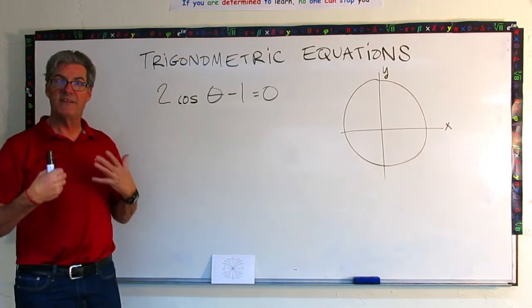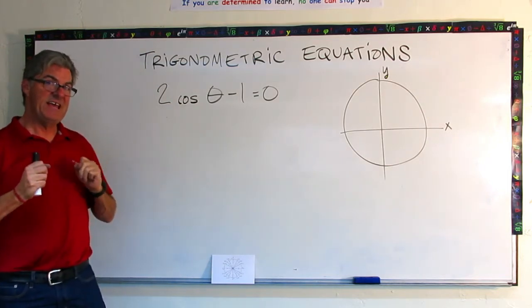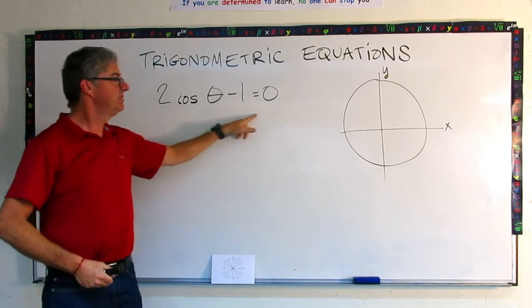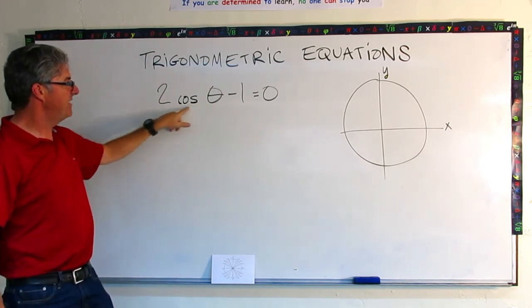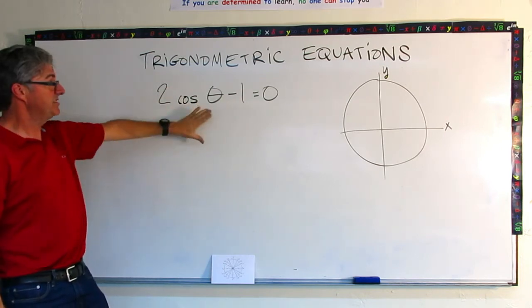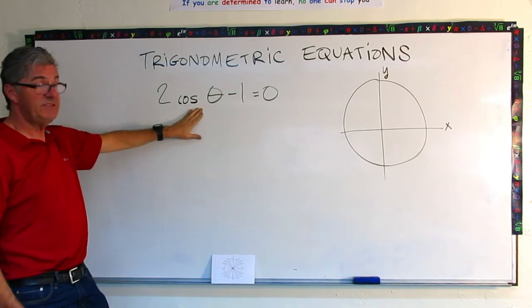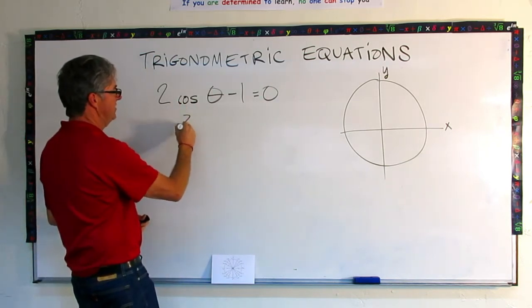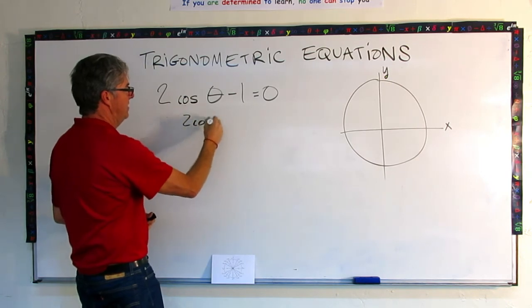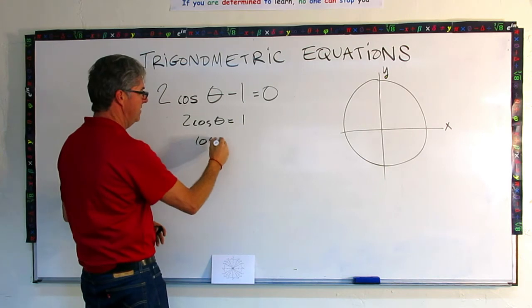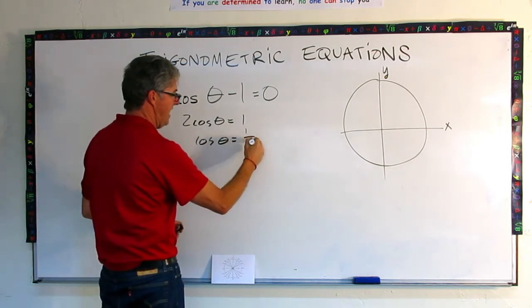Okay, let's look at one last find the angle problem. Okay, so here's our trigonometric expression. And we see we've got a cosine theta in here, but we're subtracting 1 from it, and we're also multiplying it by 2. So we have to simplify this so that we get cosine theta by itself on one side. I'm going to add 1 to both sides. So I get 2 cos theta equals 1, divide by 2, cosine theta equals 1/2.